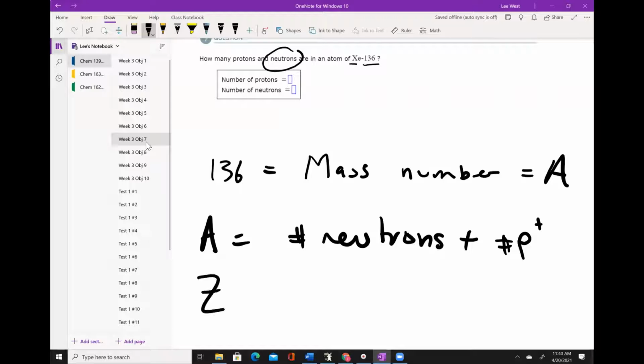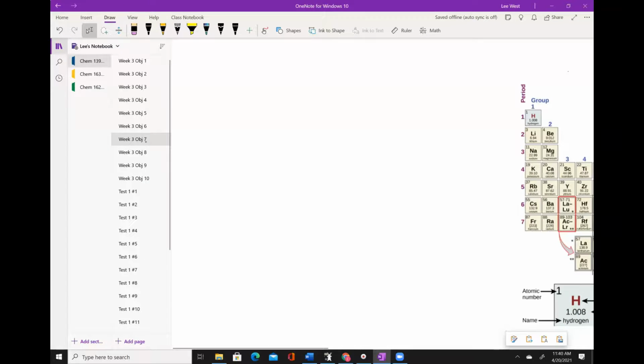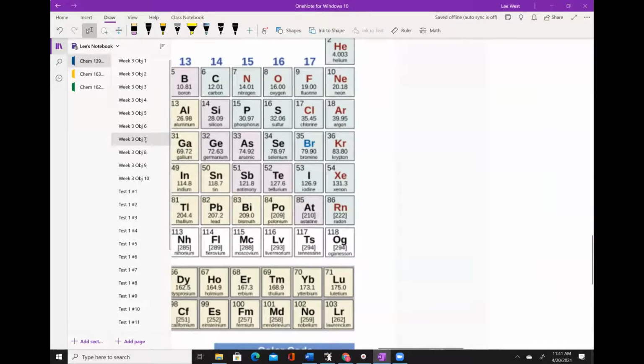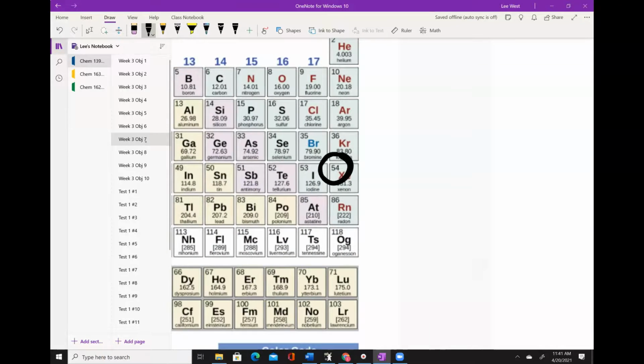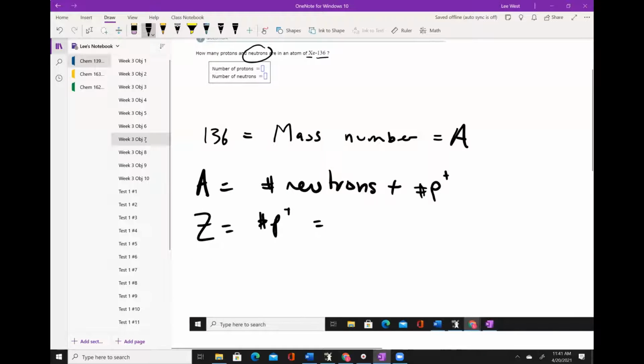Now, if I go to the periodic table and I look up xenon, I can get the atomic number, which is my number of protons. So let's just do that now. Xenon is a noble gas. It's right at the bottom here, and the atomic number is 54. So 54 is my number of protons.